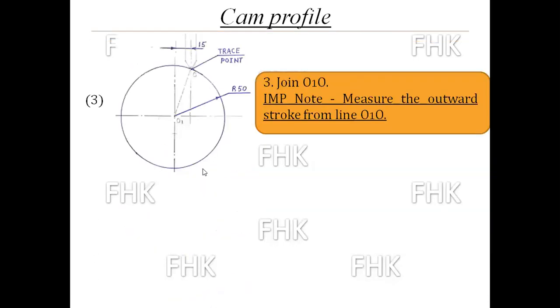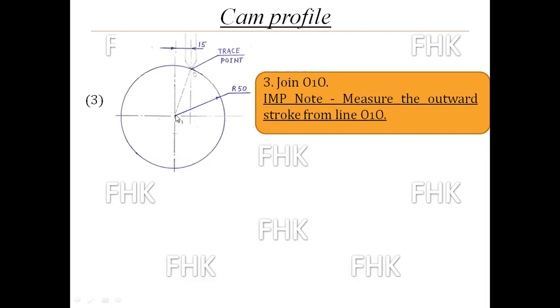Now next third step is join O1O. Here is the twist in between inline follower and radial follower. In this offset follower, join O1O, and measure the outstroke from this line O1O. You have to draw the line joining O1O, and O is nothing but trace point of the knife edge follower. Always remember, don't make mistake in that. Third step is join trace point of the follower and cam axis O1. And from that O1O you have to measure the outward stroke, not from the vertical line.